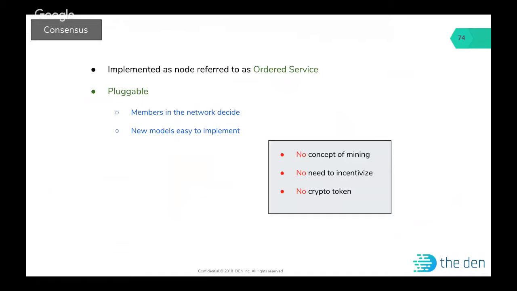So I actually want to ask you guys these questions right here. No concept of mining, no need to incentivize, and no crypto coin. What is the fault for having these? And where can Hyperledger Fabric not solve a problem? Because it can't do these three things. Is there a business solution that it can't solve just because it can't do these three things?